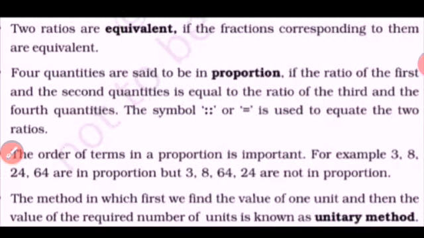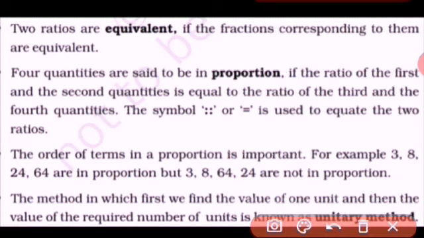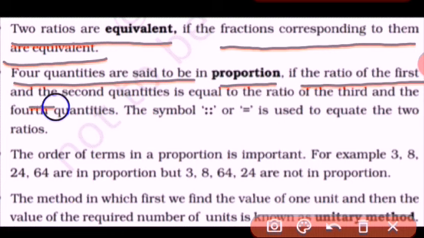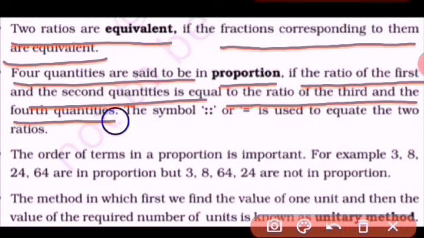So next one is proportion. In the case of ratio, you are comparing two similar quantities. Here in proportion, two ratios are equivalent if the fractions corresponding to them are equivalent. Four quantities are said to be in proportion if the ratio of the first and the second quantities is equal to the ratio of the third and the fourth quantities.